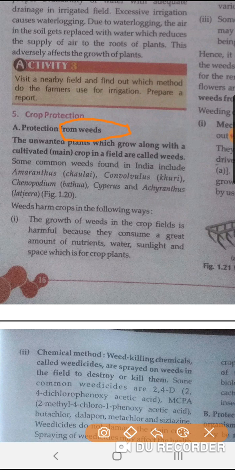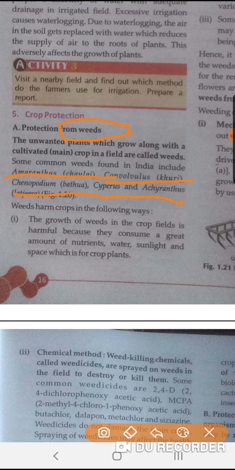Now the term comes, weeds. What is the meaning of weeds? The unwanted plants which grow along with the cultivated main crop in a field are called weeds. जो हमारी मेन क्रॉप के साथ में ग्रो करते हैं, what are they called? They are called weeds. Examples are Amaranthus, Convolvulus, Chenopodium, Cyperus and Xanthium. Learn any two from them.